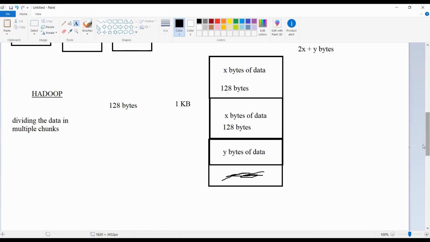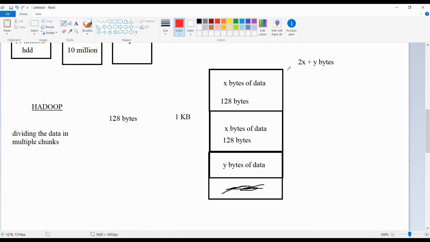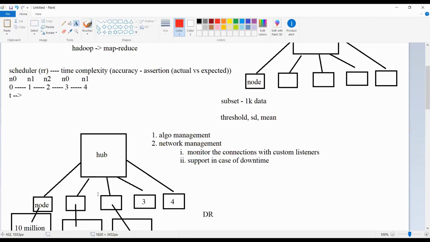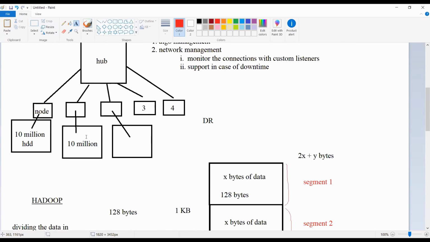So what happens is that it will take this amount and this amount, making two different segments out of that. Let's call them segment 1 and segment 2. We have these two segments of data, and then we place these two segments in two different physical hard drives. Now HDD1 has segment 1, as you have already understood, and HDD2 has segment 2. Now think about this particular model, the decentralized model.